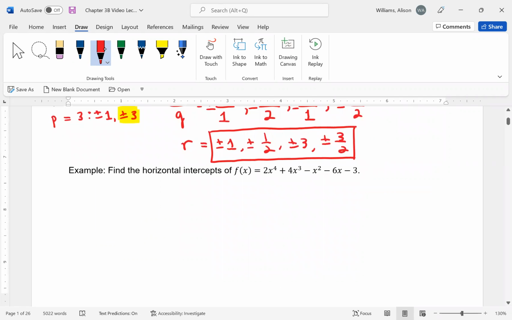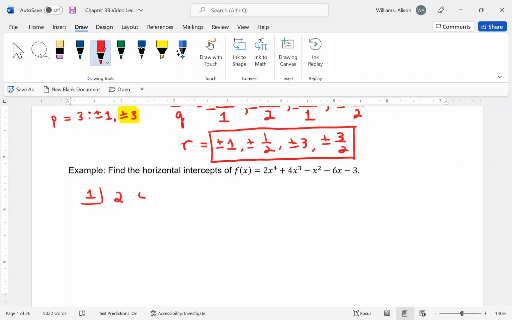So basically what that means is I need to figure out which of these possibilities goes into f of x. And the quickest way to do that is to use synthetic division. All right, so I'm going to start with the first number, 1, and I'm going to try to divide 1 into this function using synthetic division and see if it works.